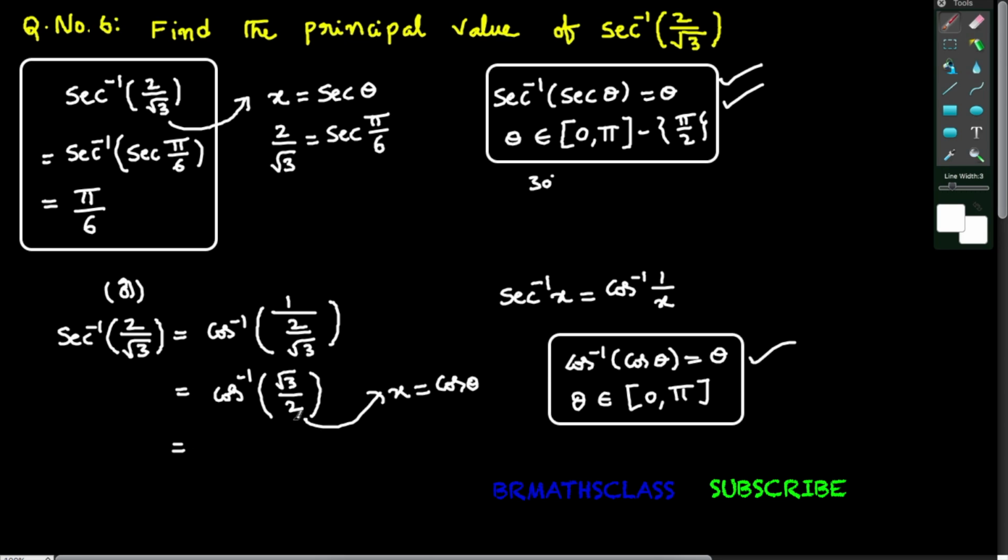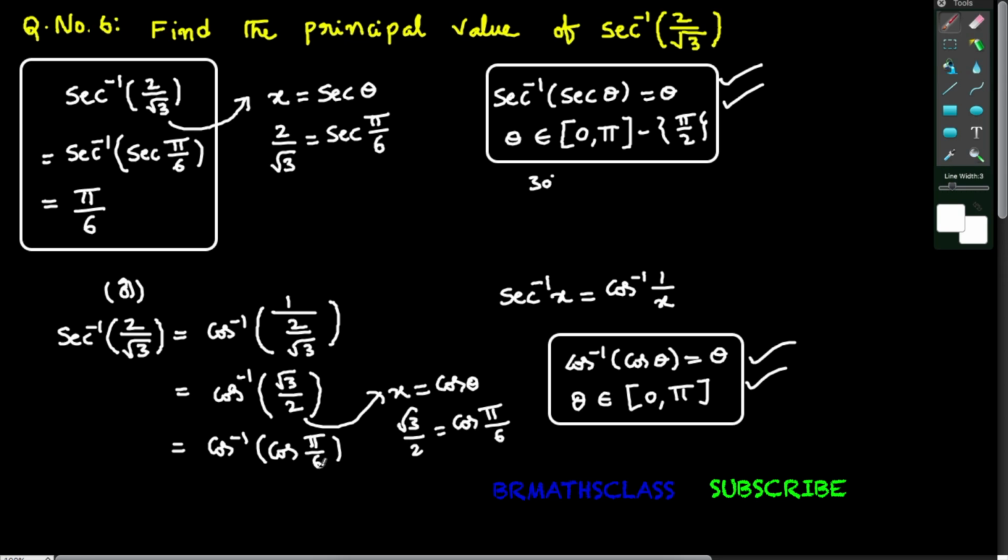So I want to write this root 3 by 2 in the form of cos theta. See, from the trigonometry table, we know that cos pi by 6 is root 3 by 2. Now you observe cos inverse of cos pi by 6. This looks like cos inverse of cos theta. So we can use the second formula: cos inverse of cos theta is theta. This formula holds good only when theta belongs to the closed interval 0, pi.